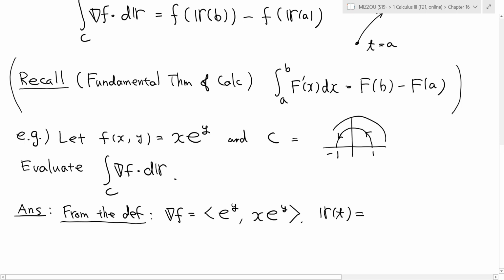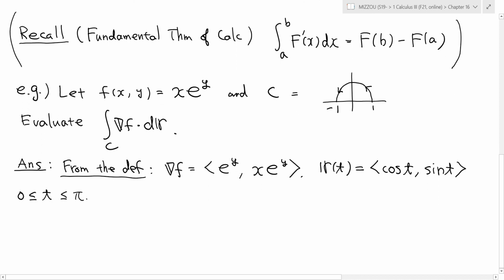In this case, it's a half circle with radius 1, so by using polar coordinates, r(t) = (cos t, sin t), and t is from 0 to pi. Therefore this line integral is written as the integral from 0 to pi of the gradient of f, where you stick in the parameterization and take the dot product.